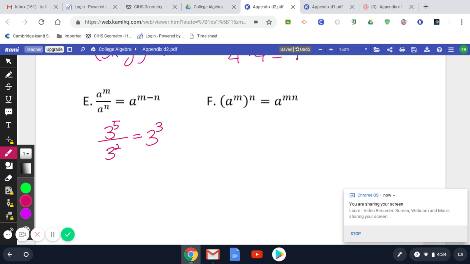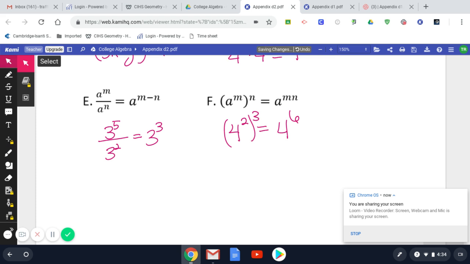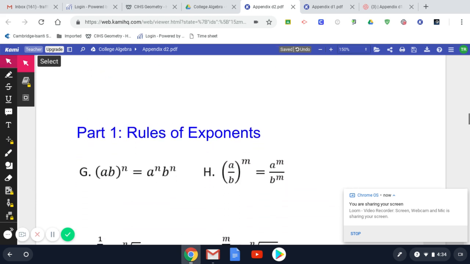Letter F, I'm going to distribute. I can multiply that in for F. And so a power to a power, you're going to multiply the exponents. So for example, 4 squared to the 3rd, then that would be 4 to the 2 times 3 is 6. So 4 to the 6th power.